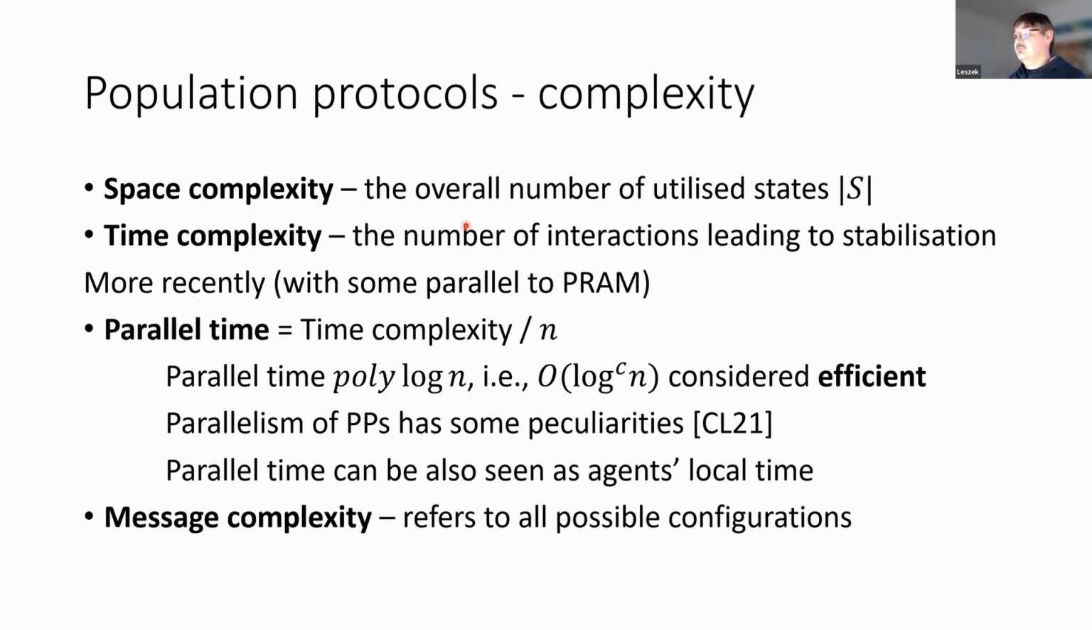I'm sure if you work in networks, you've seen this procedure before. But how do we assess the quality of the solutions? So obviously, we consider space and time complexity as in many other models. So the space complexity is the total number of utilized states from this ground set S, and time complexity is the number of interactions.